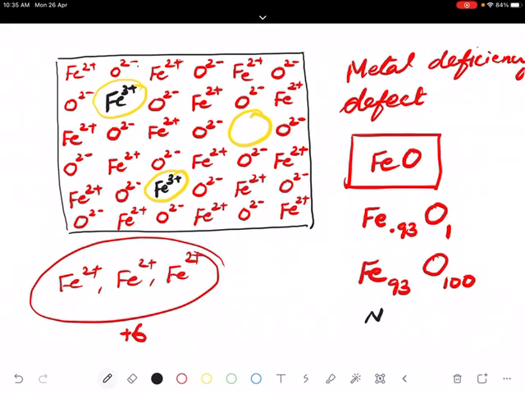Or another example, NiO. NiO means stoichiometric, but if it is Ni 0.98 and O means O1, that means this is metal deficiency defect. If you find like this in decimals, that shows that the crystal is deficient in metal. Even though it is metal deficient, electrical neutrality is to be maintained. So let's see a numerical, how the things are going on.